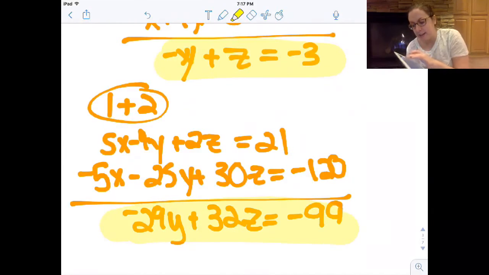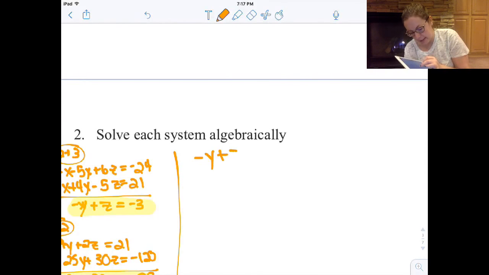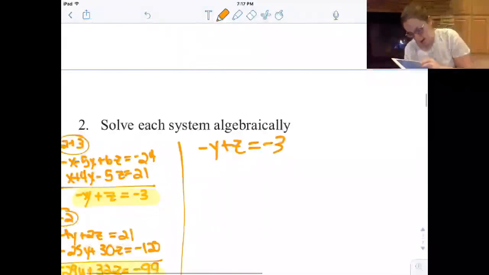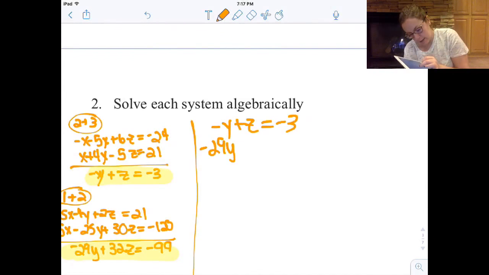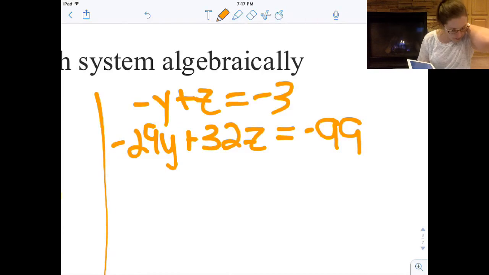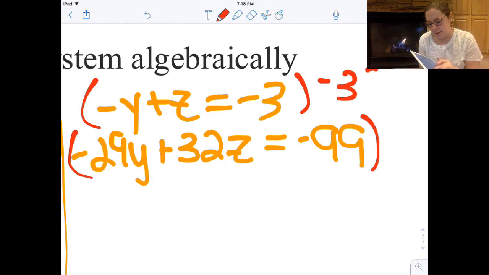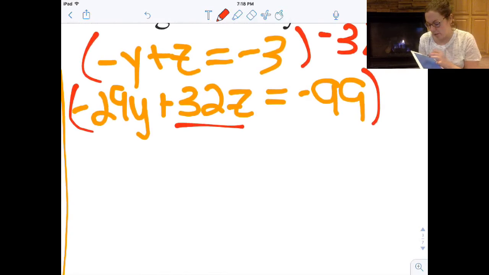So I'm going to take those. So -y + z = -3 and -29y + 32z = -99. And you can eliminate whichever variable you want here. It doesn't matter. I'm going to go ahead and eliminate z, because that's just what I wanted to do. So I'm going to multiply through by 2 to make that positive 32 cancel out. So that's going to give me 32y - 32z = 96, positive 96. And this one I'm going to leave alone.